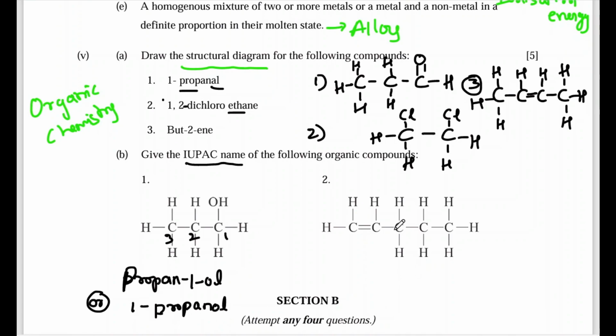Okay. Second one, the double bond is here. Numbering should start from here. 1, 2, 3, 4, 5. So 5 means pent. What is the position of the double bond? First position. So this is pent-1-ene. E and E is suffix for the alkene. Okay, very simple questions. So you have to practice this.